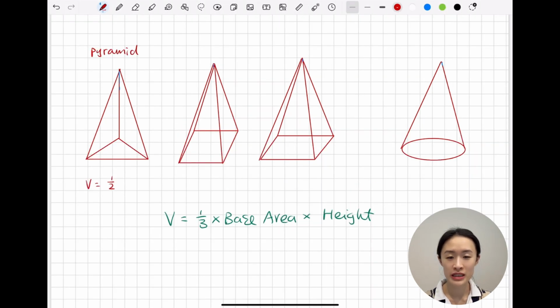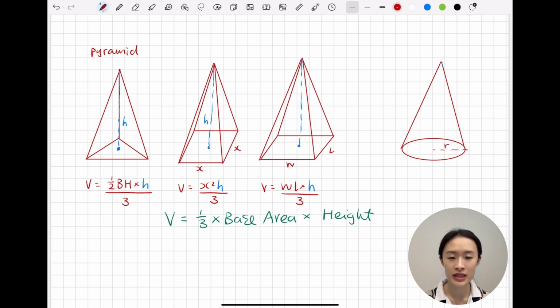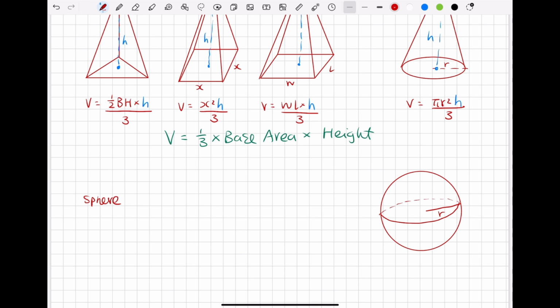So for the first one, we first work out the base area, half base times height, and then multiply it by the vertical height, and then divide by 3, because we want a third of this. For the second one, work out the base area, which is x squared, times by vertical height, and then divide by 3. For the third one, we work out the area of the base, which is width times length, and then times by vertical height, divided by 3. For the cone, we work out the base area, pi r squared, times by height, and then divide by 3. And then there's another one we need to know, which is a sphere, and the volume of that is 4 over 3 pi r cubed.